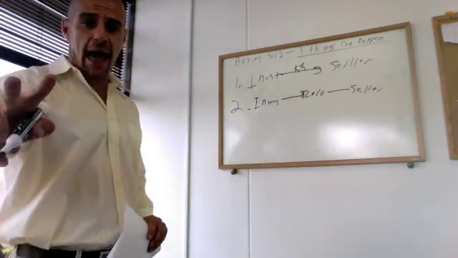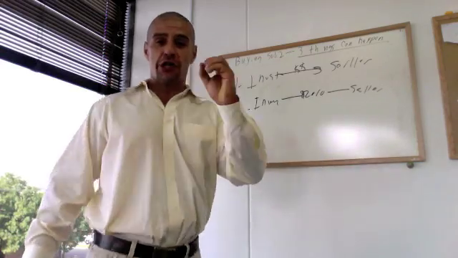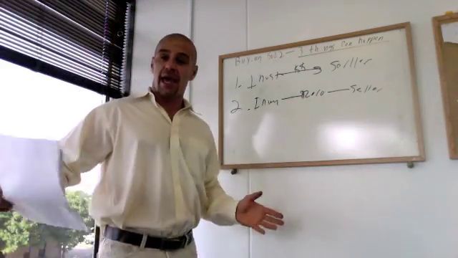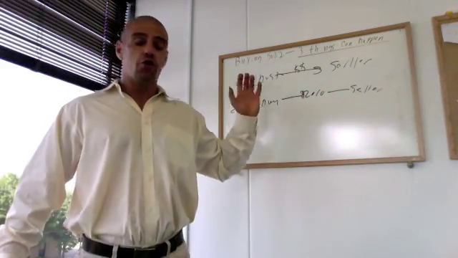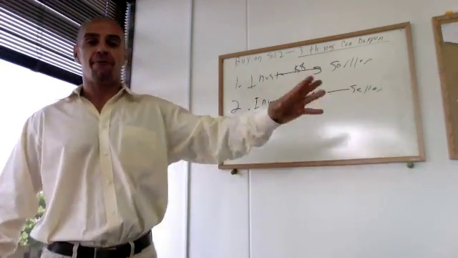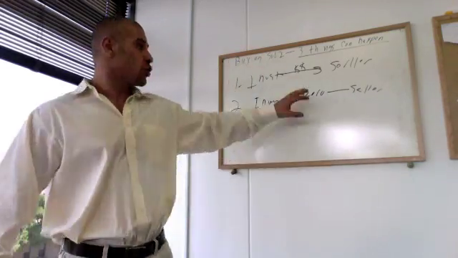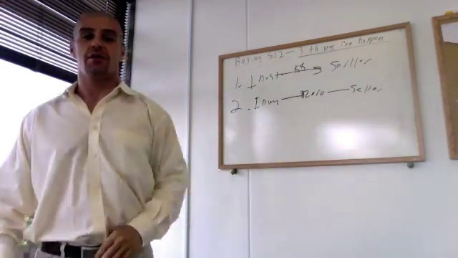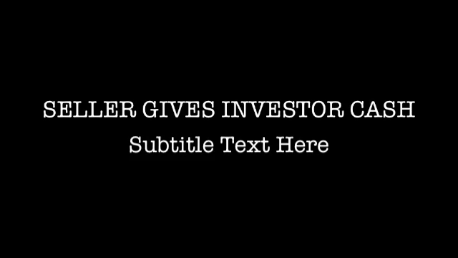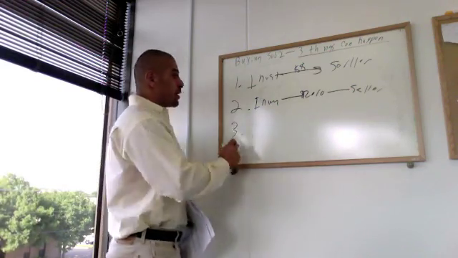The second thing that could happen is that you as the investor pay the seller $0, directly or indirectly. You do the transaction, the seller ends up paying for your closing costs, there's no repairs, there's no back payments, so you pay the seller $0. I like these, way better than number 1.